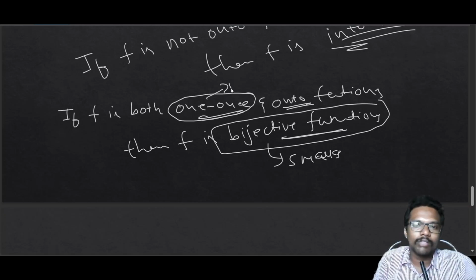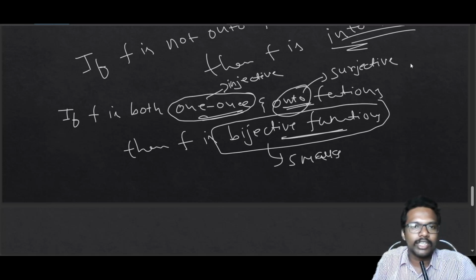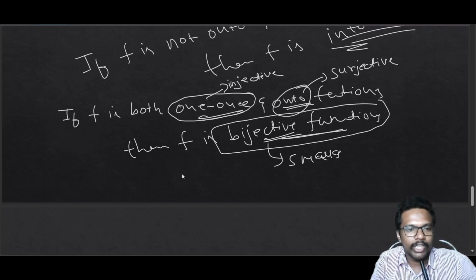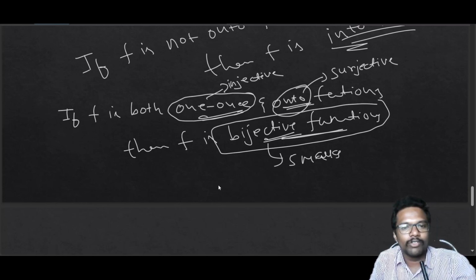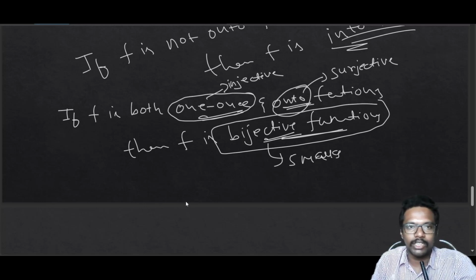So 1-1 is nothing but injective, and onto is nothing but surjective. Okay, so if f is both 1-1 and onto, sometimes they say f is both injective and surjective, then f must be bijective. Bijective means from the domain side it satisfies the 1-1 condition, and from the codomain side it satisfies the onto definition. So from both sides, domain and codomain, it satisfies both conditions, so we call it bijective.